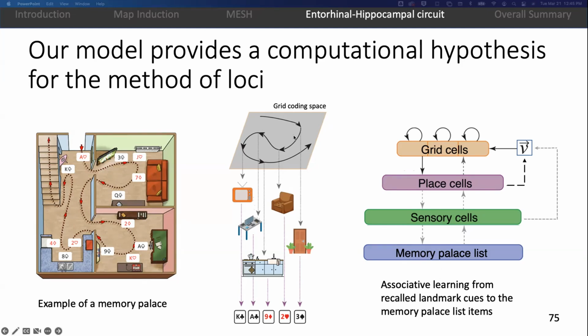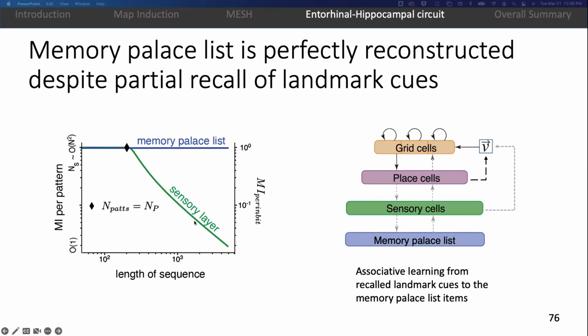So really what's happening conceptually is that there is this 2D path through this memory palace, which in the model we are encoding through these internal sequences in the grid coding space. Then we associate these sequences with these objects in these environments. And then using the third layer, we associate each of these objects, in fact, reconstructions of each of these objects, with the memory palace list. So what this buys us is that even though there's a gradual degradation in the reconstructed sensory or landmark inputs, the memory palace list is perfectly reconstructed.